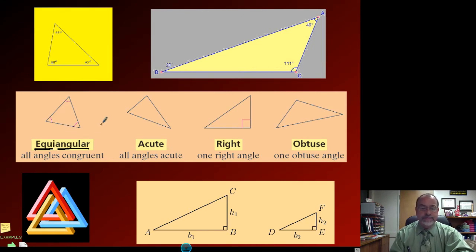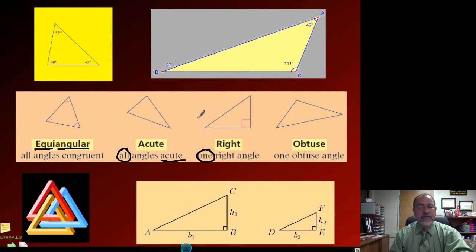The next one is an acute triangle, and this is where all of the angles in the triangle are acute angles. You remember, acute angles are angles that are less than 90 degrees. If all of the angles are less than 90, this would be considered an acute triangle. Here's another example up here. Each one of these angles is less than 90, so that would be acute. A right triangle is where you have exactly one right angle. Now, a right angle is 90 degrees. So is it possible to have a triangle with two right angles?